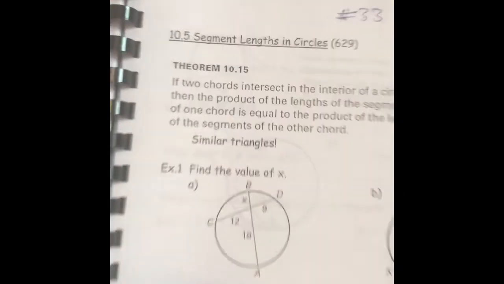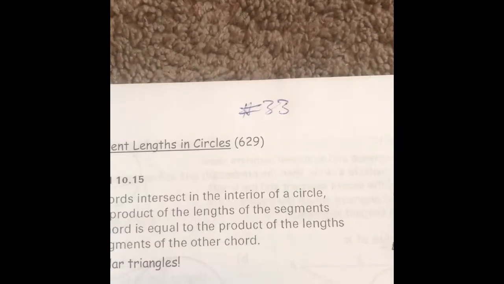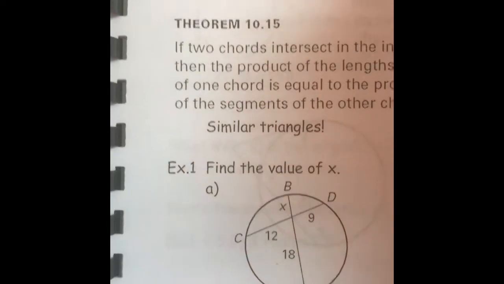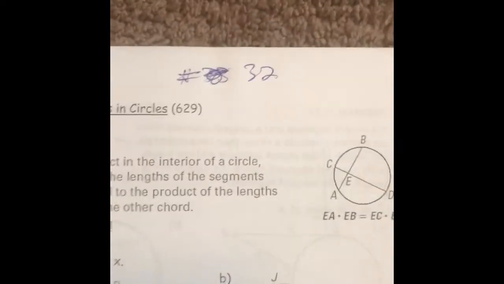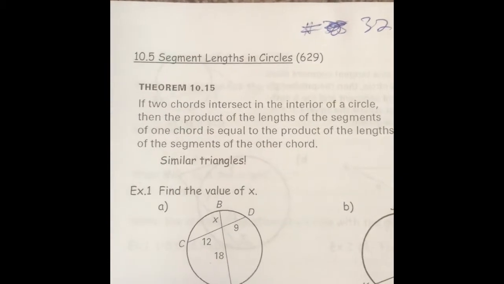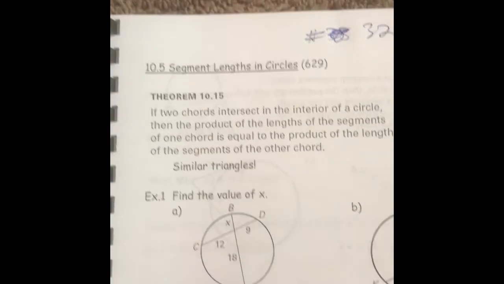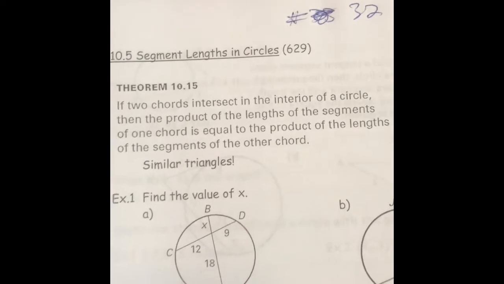All right, geometry. This is going to be for lesson 10.5, segment lengths and circles. The homework is actually not 33, it's 32. That was my mistake. Okay, 32 goes with this assignment. So we're just going to talk about what happens now with all these segment lengths. Okay, so let's take a look at some of these examples.